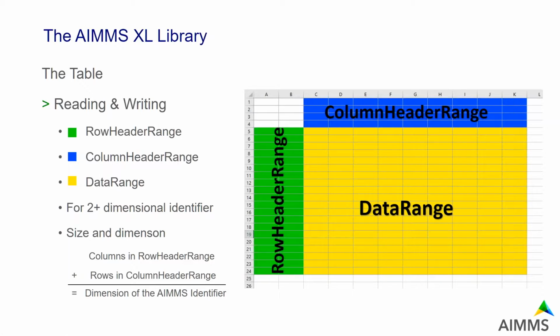How we set up the size and dimension of the table is that we count the columns in the row header range. In the example to the right, we have A and B, so 2 columns, and then the rows in the column header range. We would count 1, 2, 3, 4 rows, combine that with the columns in the row header range, and that gives us the number 6. That means that the identifier we would like to write to this table would need to be 6-dimensional.